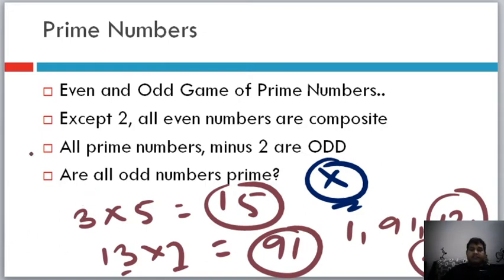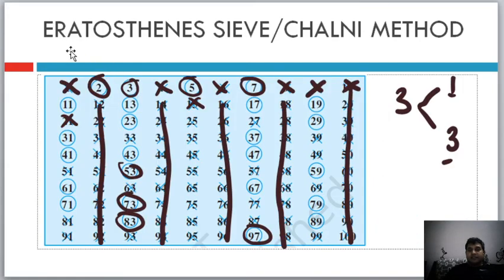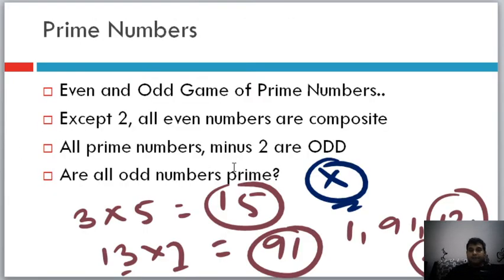And that is where I think this Eratosthenes sieve method comes in handy, because when you will be striking out all the multiples of 7, automatically you should be able to strike out 91. So that's where it is important. So keep that in mind.